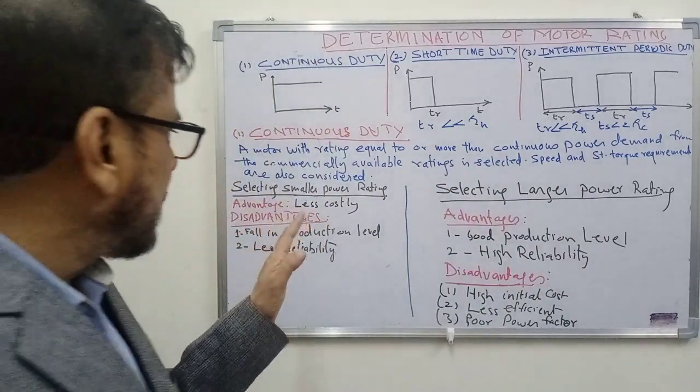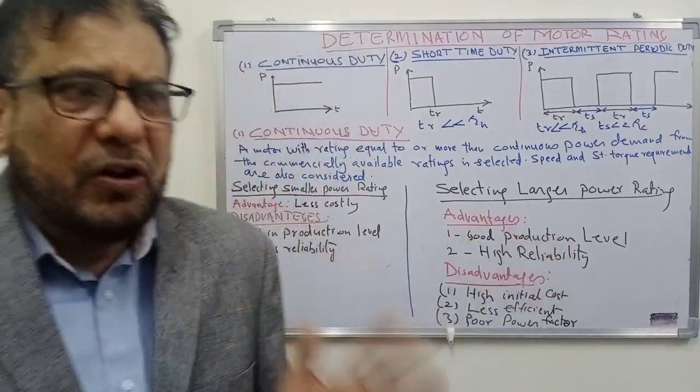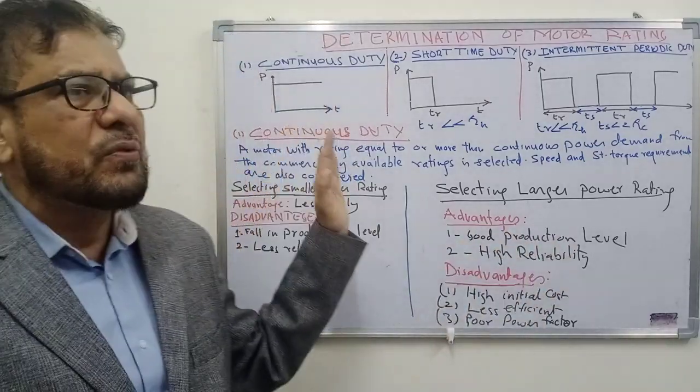Now suppose you select a motor of small power rating. For example, the demand was 38 kilowatt.